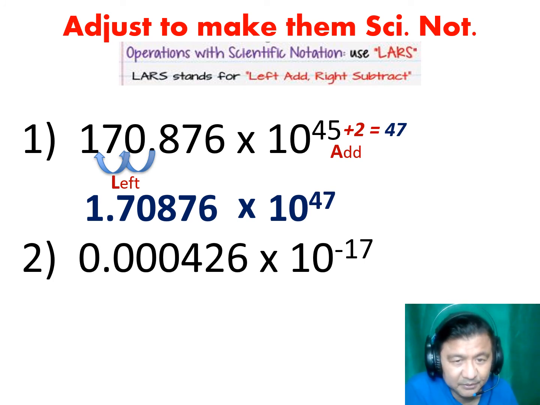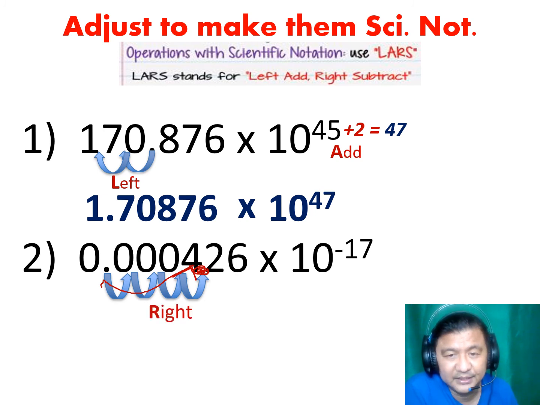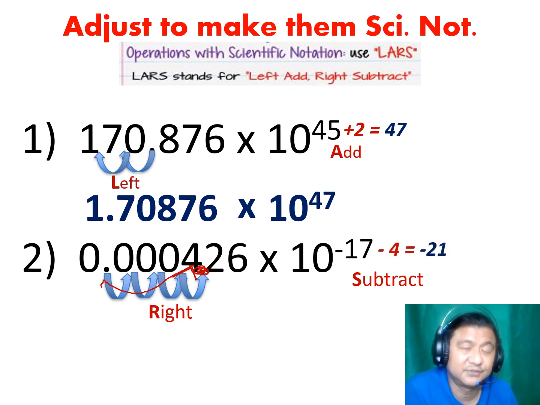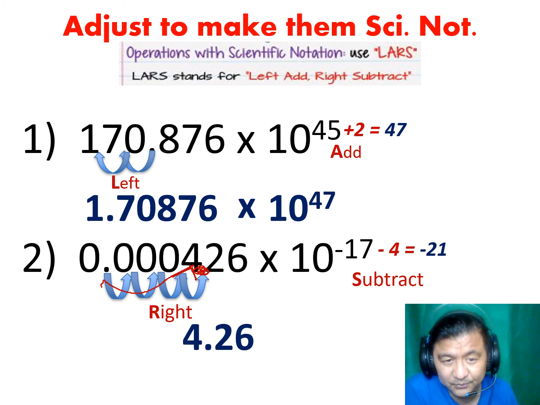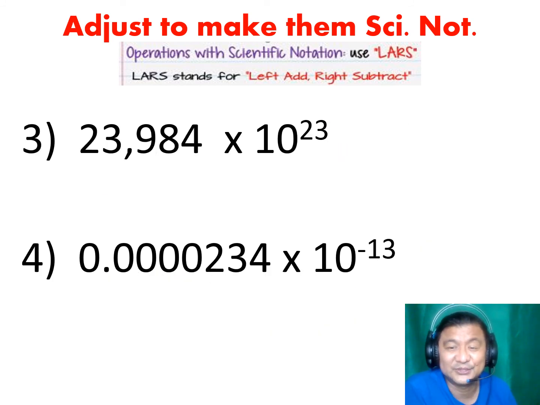Remember, LA. Now, again, I want the decimal point here. Oh no, I don't move to the left now, I move to the right. LARS, subtract. How many? 1, 2, 3, 4. I move to the right, it partners with an S. Subtract 4. So negative 7 minus 4 is negative 21. This is my power of 10 to the negative 21. Good job.